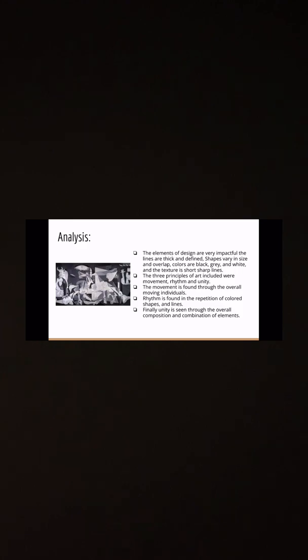The principles of art included movement, rhythm, and unity. The movement is found through the overall moving individuals. Rhythm is found in the repetition of colors, shapes, and lines. Finally, unity is seen through the overall composition and combination of elements.